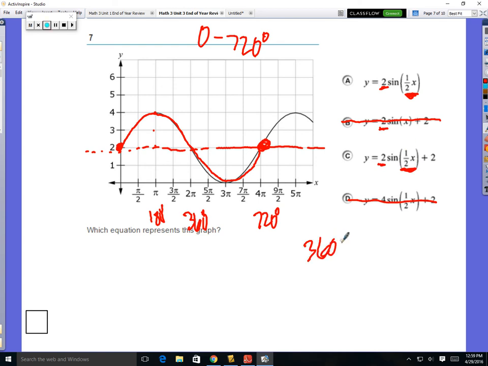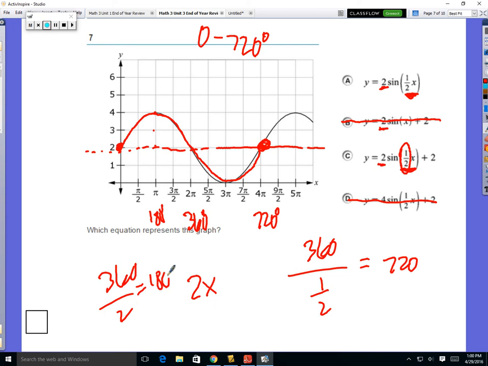You take the original period, 360. You divide it by whatever this is. So 360 divided by 1/2, and that is 720. So that's going to stretch it out. If you put a 2 there instead of 1/2, if you do 2x, that's going to be 360 divided by 2, which would be 180. So then it scrunches it up. It would start and stop at 0 and 180. So it'd be like this.